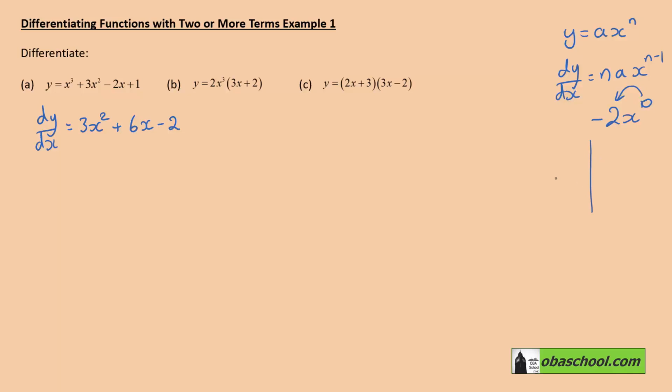And the other way of looking at it is that if you have y equals negative 2x, it's just a straight line with the gradient of negative 2. And we know that dy dx is the gradient function. So that's part A.